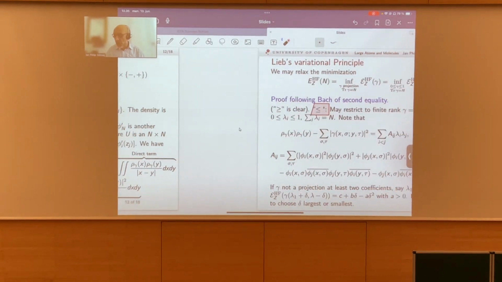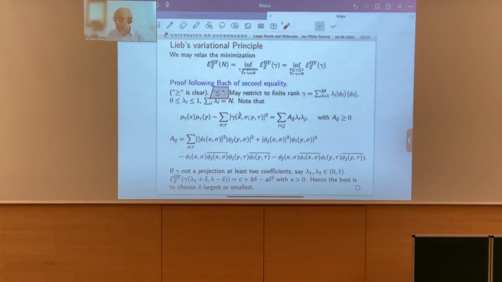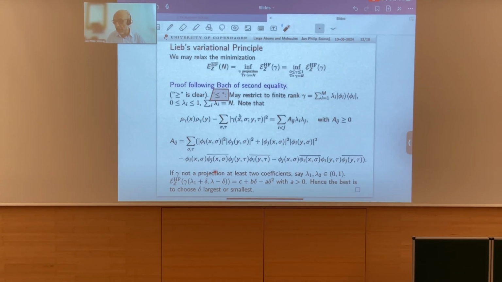So, in other words, if I think of the Hartree-Fock energy now, and remember that gamma is not a projection. I'm assuming gamma is not a projection. But the lambda sum up to n, to an integer. That means that there must be at least two coefficients that are not 0 or 1. They sum up to an integer and they're between 0 and 1. Right? But they're not all 0 and 1. So there must be at least two that are strictly between 0 and 1.